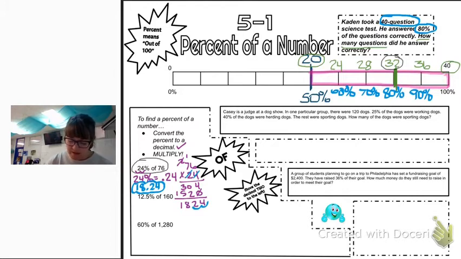Okay, the next one says 12.5% of 160. We know that 50% is half. We know that 25% is a fourth. So we're looking at something that is significantly less than 1/4 of 160. So we'll just convert our percent to a decimal. So 2 to the left gives us 125 thousandths. So we'll do 125 thousandths times 160.